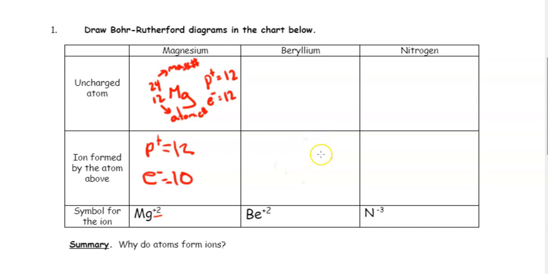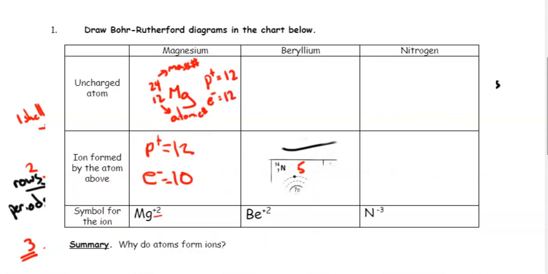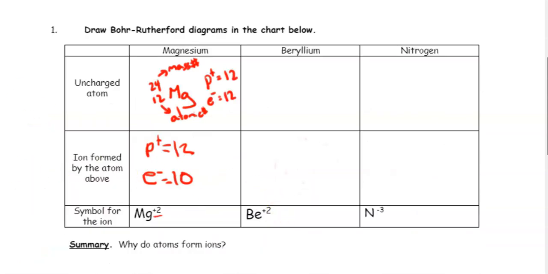Okay, so let's try beryllium. Go back to the periodic table. Beryllium is here. It has 2, right? Because if we're looking at a group, 2 valence electrons. So that's why it gets a plus 2 charge.